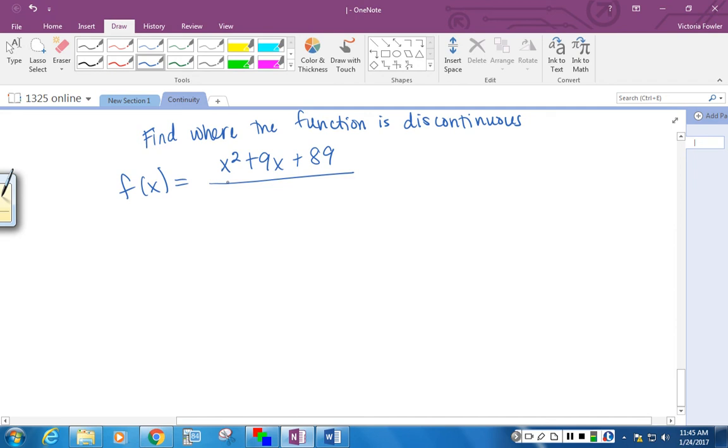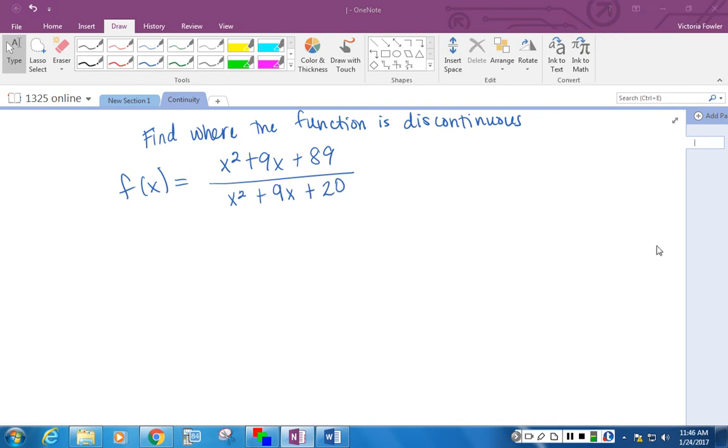And let's say our denominator is x squared plus 9x. Okay, I actually switched that around. So if I asked where is this function discontinuous, I was given something that looks like this. I'm not able to cancel anything by factoring the numerator and the denominator, but I realize it's a rational function, and I am concerned about where the denominator is 0.